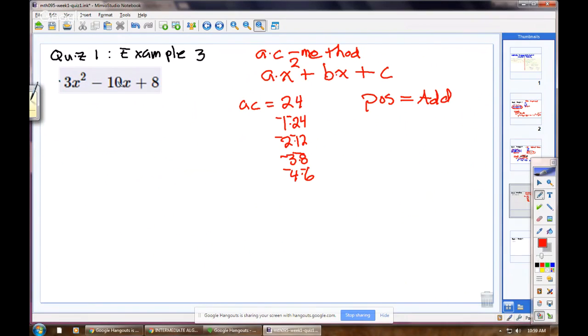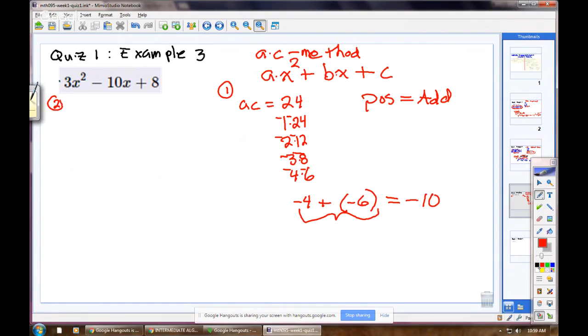So which pair of these adds up to negative 10? It looks like it's the minus 4 plus the minus 6. Minus 4 plus minus 6 is negative 10. So that looks good. This is my magic pair of numbers. So this was step 1 in the AC method. Step 2 is to rewrite the middle term.